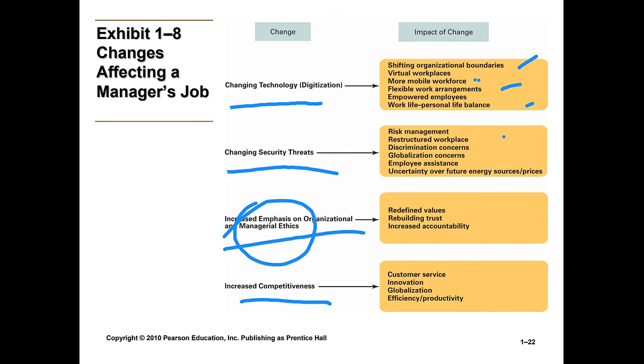So companies have to rebuild trust. They have to increase accountability, and competition has increased because of technology. They are competing globally with each other. We have Amazon, Alibaba, AliExpress, making products and services readily available to the international market. So customer service has changed a lot. Innovation has played an important role, and globalization and efficiency of production have played a very important role.